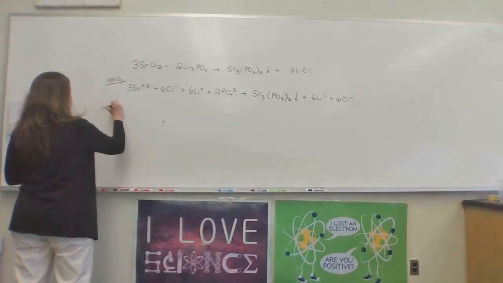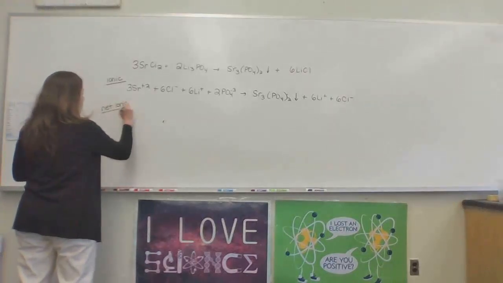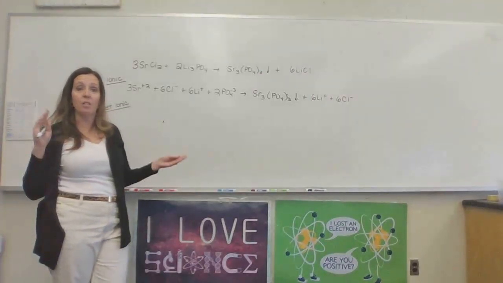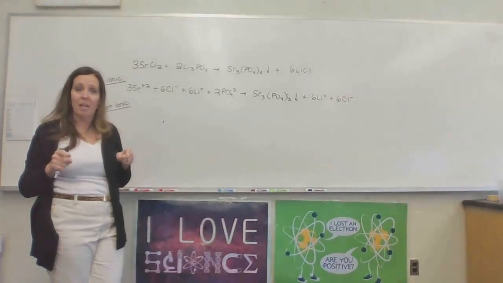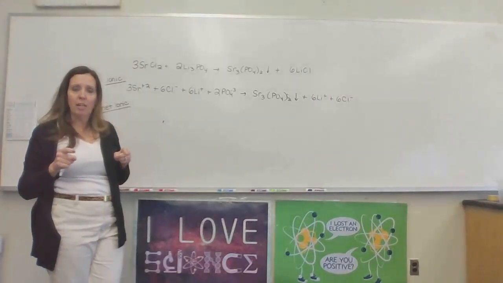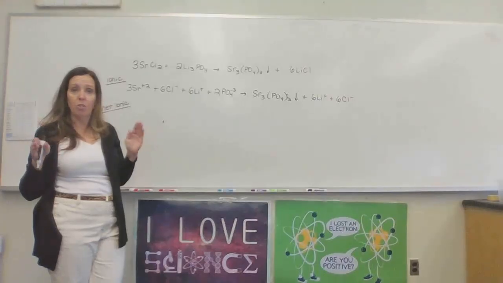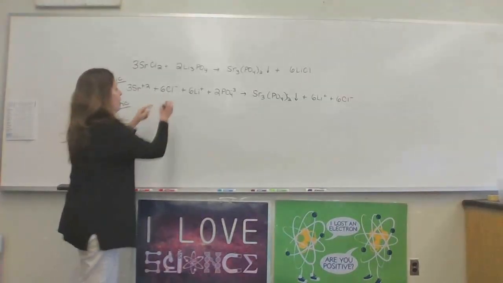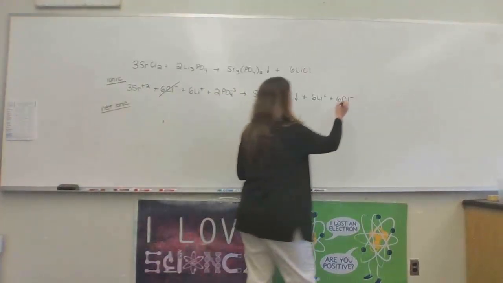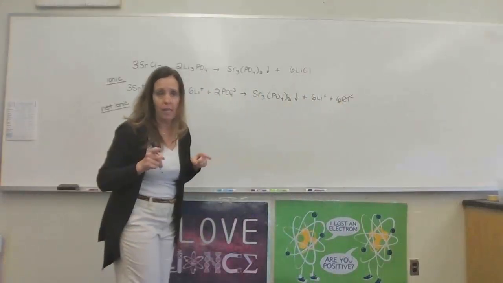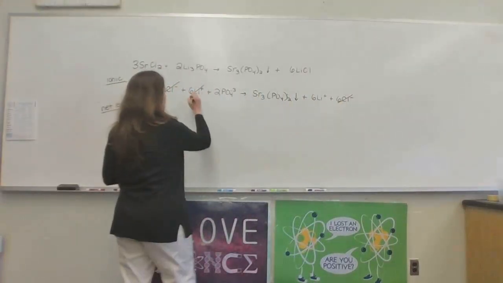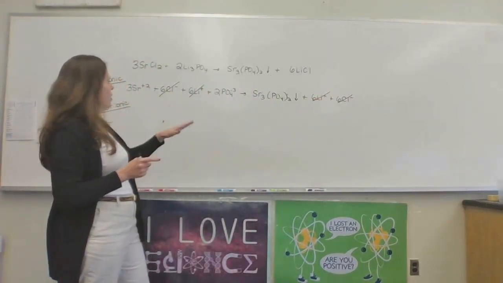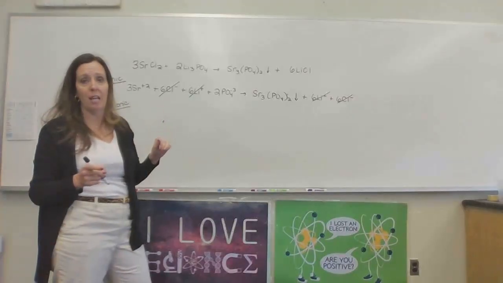The next thing we're going to write is called the net ionic equation. Anything that's on both sides of the arrow that's exactly the same, you can cancel out. Just like in math class, if you have the same thing on both sides of the equal sign, you cross it out. So I have 6 chlorines here, I have 6 chlorines there. They cancel. I have 6 lithiums here, 6 lithiums there. They cancel. Nothing else on both sides of the equation looks the same.